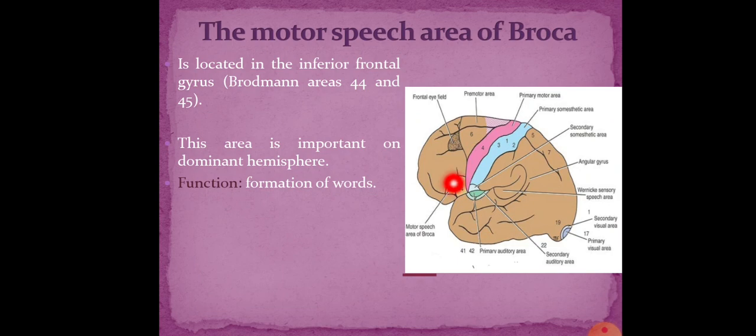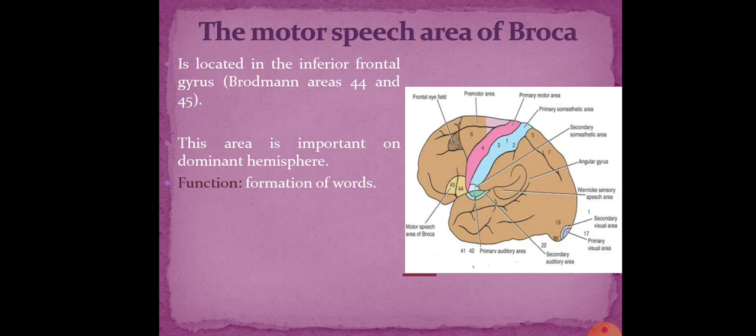اوكي. Another area located in the frontal lobe, more specifically in the inferior frontal gyrus, known as Brodmann area 44 and 45, known as motor speech area or Broca's area. Broca is a scientist who discovered this area. So carry its name, Broca's area. This Broca's area is more important in dominant hemisphere.